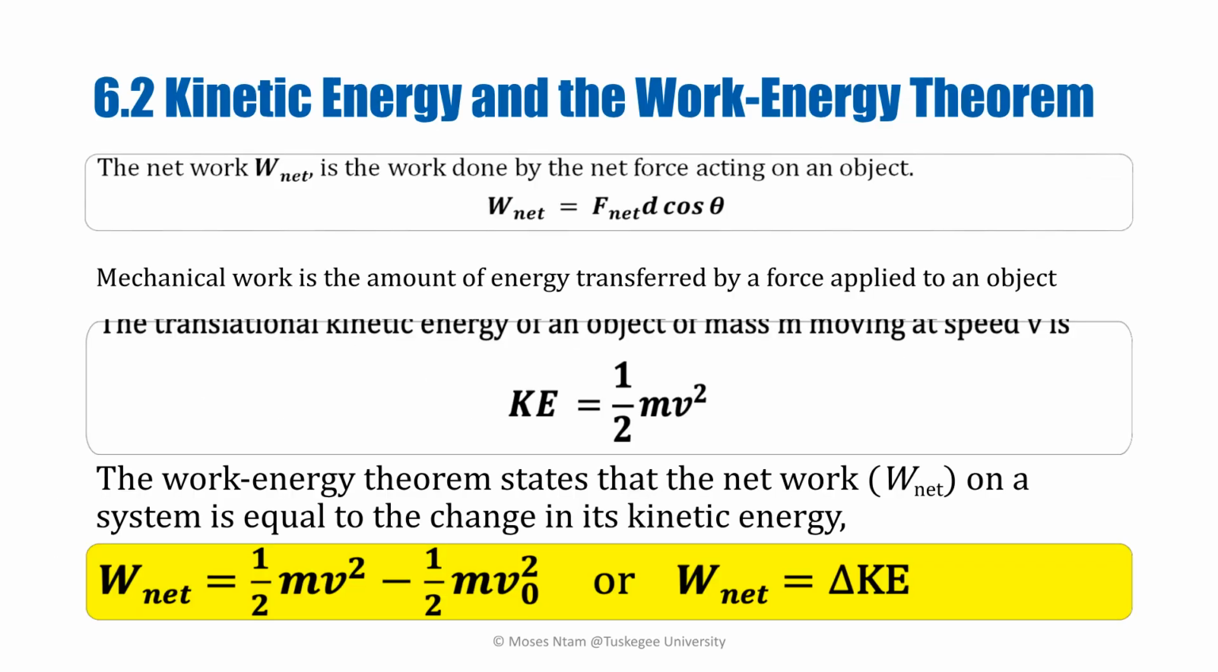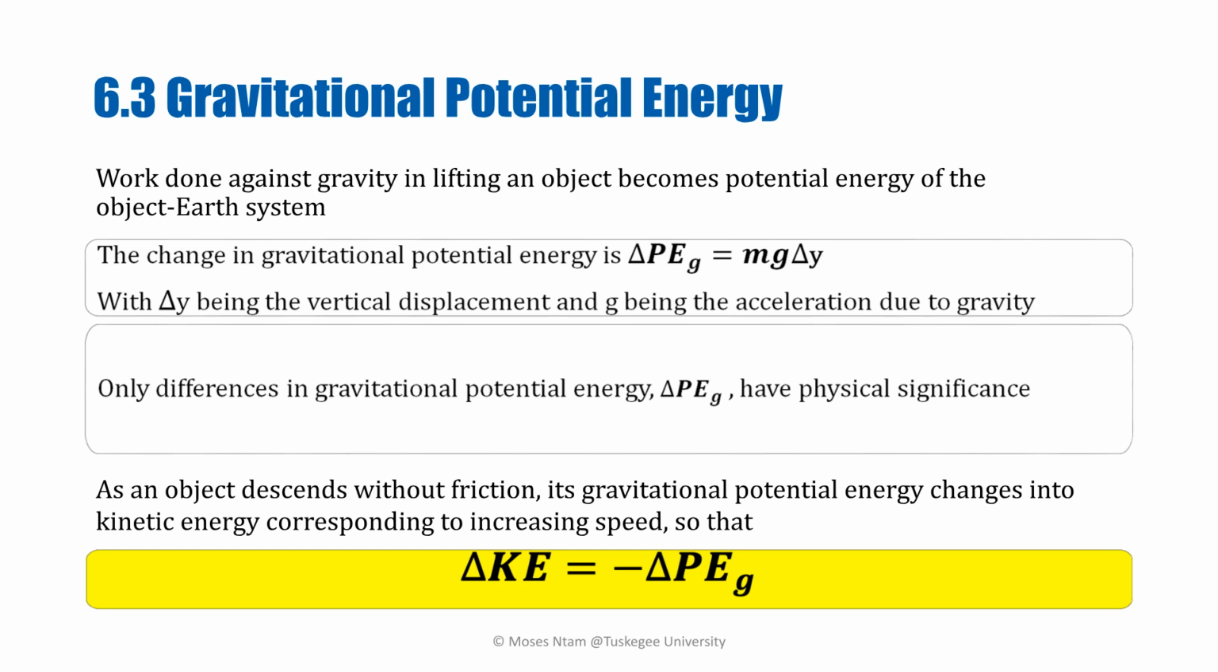Section 6.2 introduces kinetic energy and the Work-Energy Theorem. This theorem states that the net work on a system equals the change in its kinetic energy. Gravitational potential energy is explored in Section 6.3. Work done against gravity becomes potential energy, and as an object descends, this converts into kinetic energy.